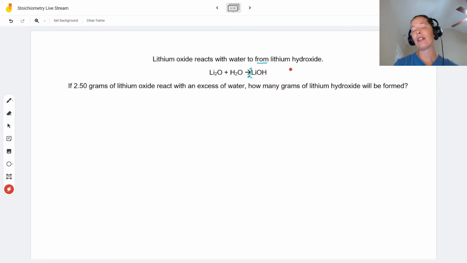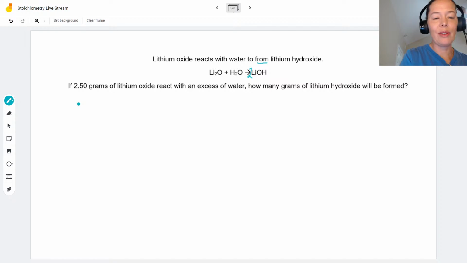Okay, so this was actually a really easy one to balance, but again, always double check that your chemical equation is balanced. Now we're ready to start to do some math. Just like before, I'm going to start with what I was given. So I was given 2.50 grams of lithium oxide.